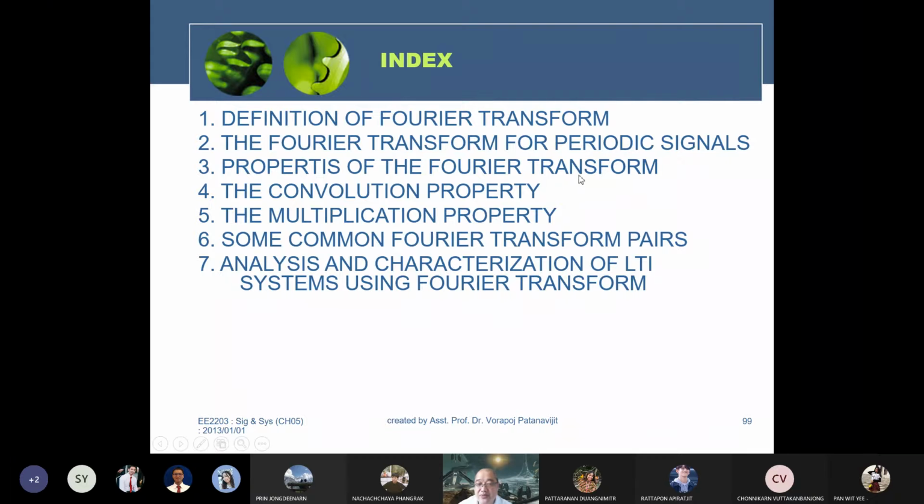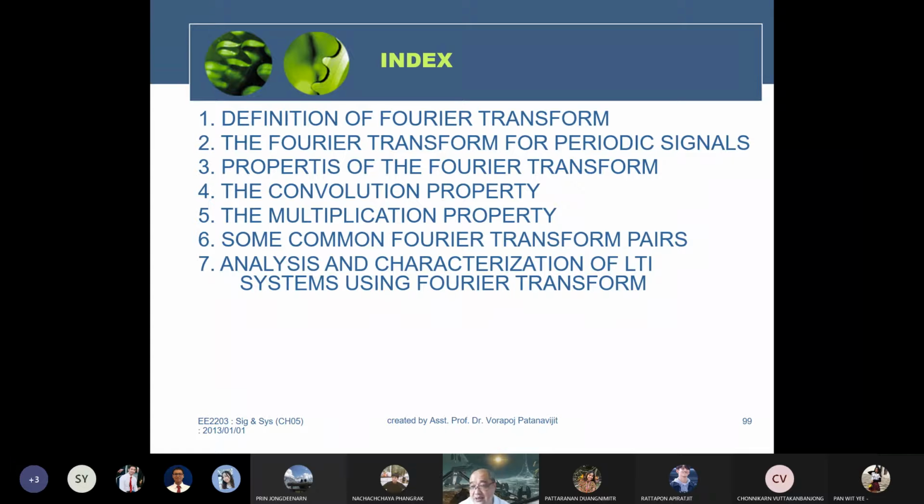The properties of the Fourier transform make it easy to manipulate complex signals. Next is the convolution property, and another property is the multiplication property. Both properties are very important in engineering applications. Therefore, I split these two properties from the overall properties. In the previous lecture I taught you the time shifting property, the frequency shifting property, the differentiation property, and so on.